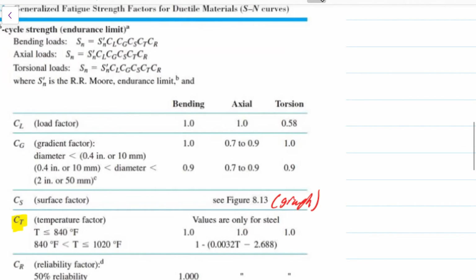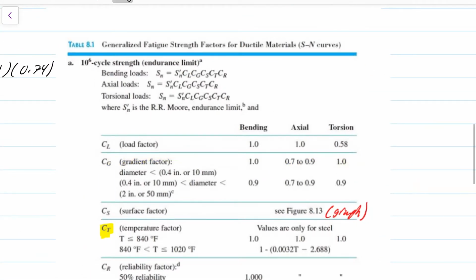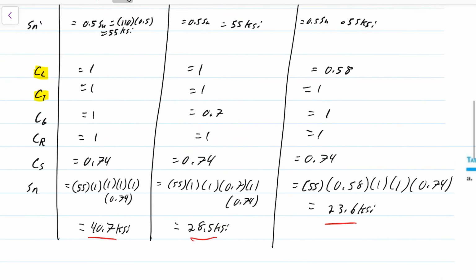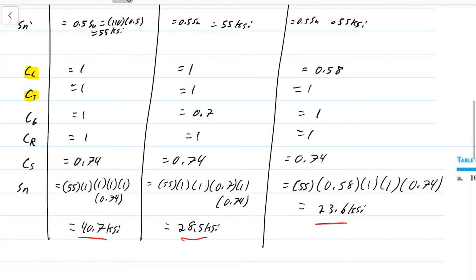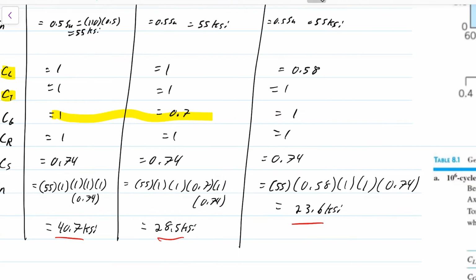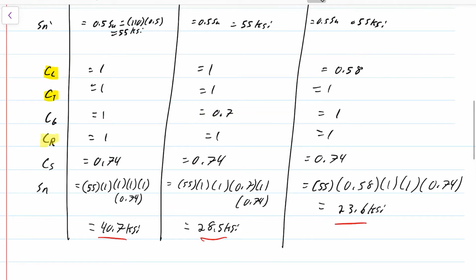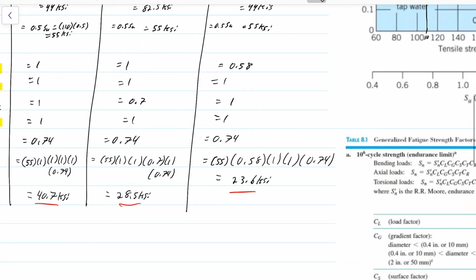Now for CG, come back to the table again, the gradient factor right here. We can see that for bending it's 1, and for the next one it's 0.7 to 0.9. That value ranges, and you just have to pick what you want. I decided to go with 0.7 for this question. For the final one, it's 1. So let's go back to the table and write them all in: 1, 0.7, and 1.